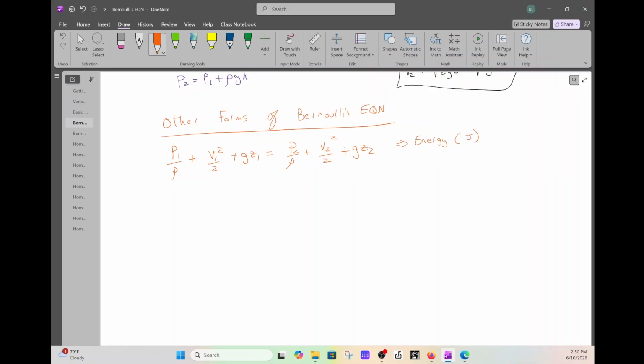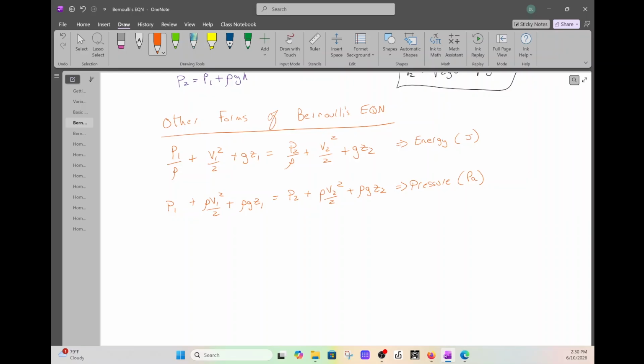Okay. We could also multiply everything by rho. So P1 plus rho V1 squared over 2 plus rho GZ1 equals P2 plus rho V2 squared over 2 plus rho GZ2. And hopefully you could see this. This is now pressure. Pascals.